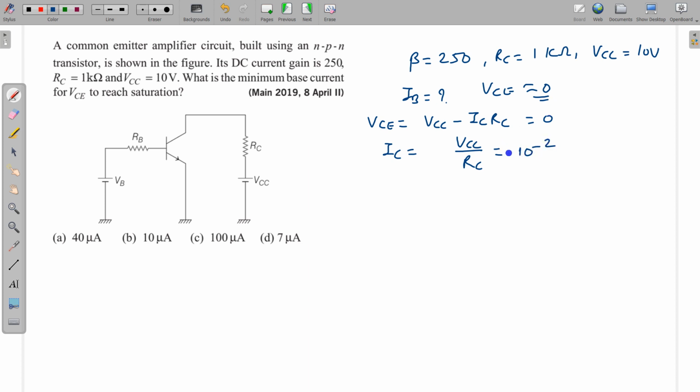So this is IC, and we need to find IB. Beta is equal to IC upon IB, so the value of IB is IC upon beta. IC is 10 to the power minus 2, and beta is given as 250 here, so this is 40 microampere. So the correct answer is A.